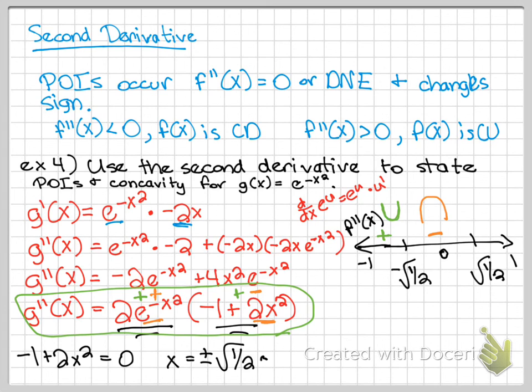Last number I have to plug in is +1, so I'm going to do this in purple. If I plug in +1, I get e to the -1 again, so that just becomes 2 over e. That's a positive number. And then if I plug in a +1, I get 2 plus -1, which is a positive number. So positive times a positive is a positive, so f of x is concave up in that interval. And so now I know my intervals of concavity. I also know that I have 2 points of inflection, one at negative square root 1/2, one at positive square root 1/2. So then I could write out my intervals of concavity from there.